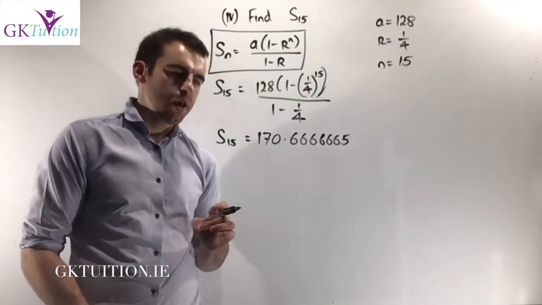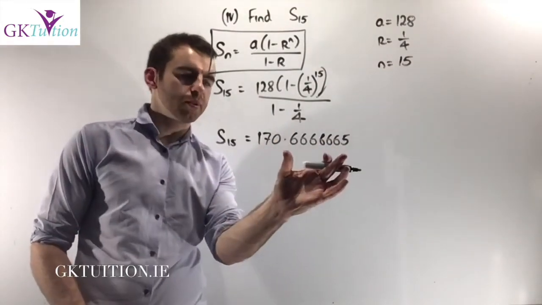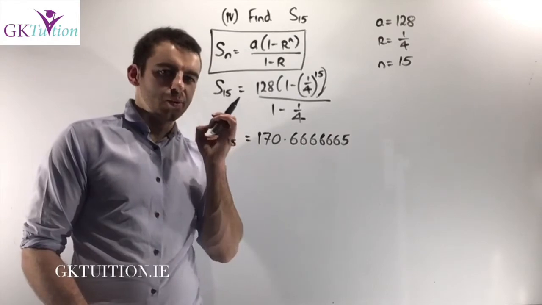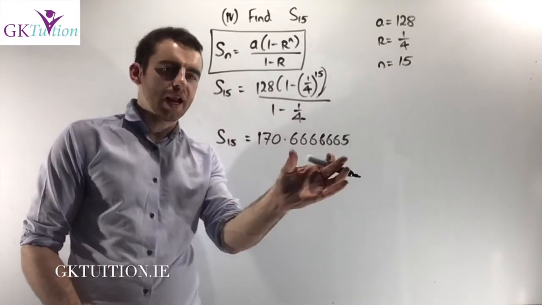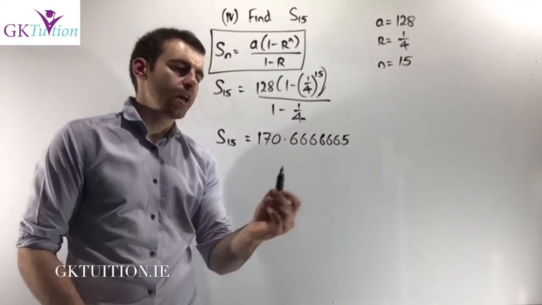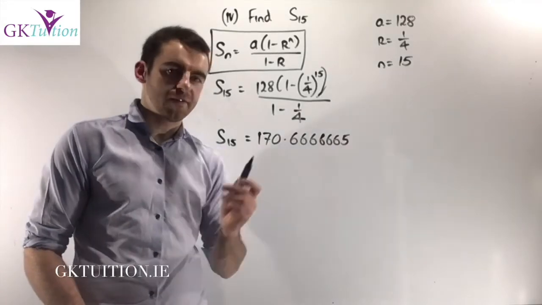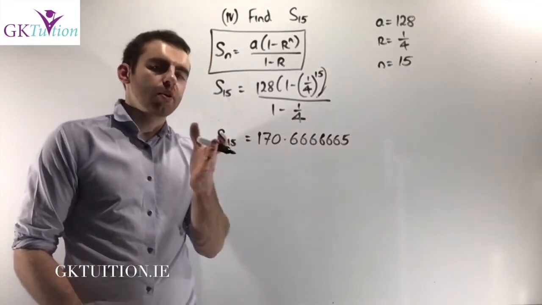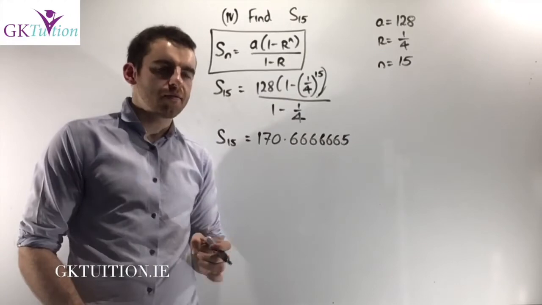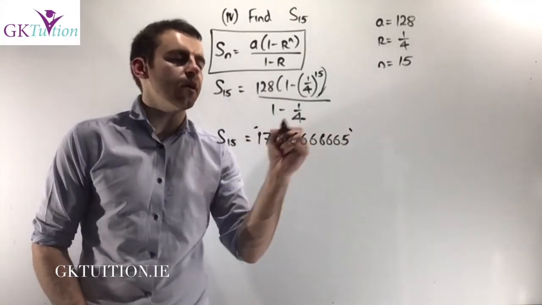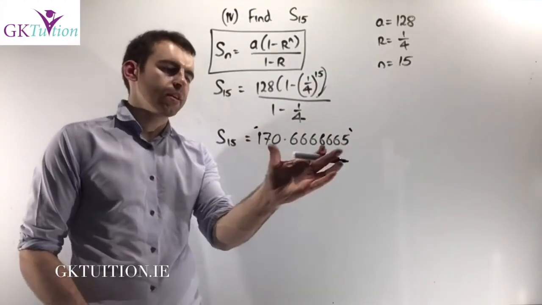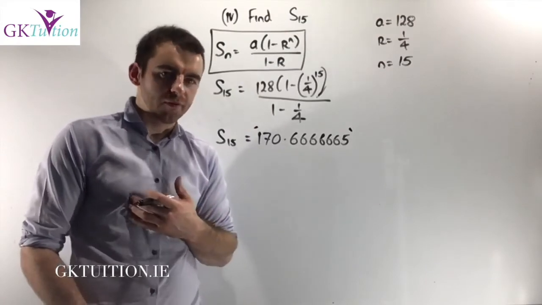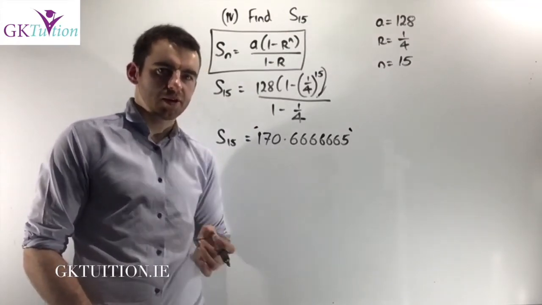170.66666665. Now I want to purposely talk about this because when we do part 5, I want to compare our answer in part 5 to this one. I have 6 6s and then a 5. So what I want to do now is let's do part 5 and then let's compare our answer to part 5 to our answer to part 4. This is what you would get if you added up the first 15 terms in this geometric series.